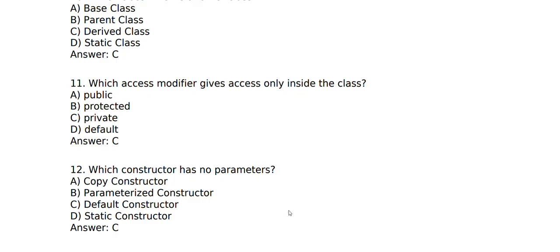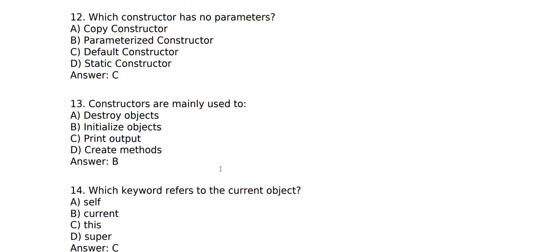Which constructor has no parameter? This is default constructor. Constructors are mainly used to initialize objects, or basically a constructor is automatically called when the object is created. I can tell you that a constructor has the same name as the class name, and this constructor doesn't have a return type, and many more things. I hope you know this.